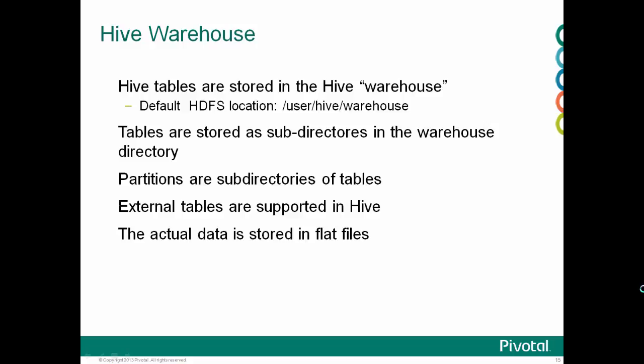Hive tables are stored in what is referred to as a Hive warehouse. By default, this is in the user Hive warehouse directory structure. Tables are stored in the warehouse as subdirectories. Partitions are subdirectories of the tables stored in the warehouse. External tables are supported in Hive. The actual data itself is stored in flat files.